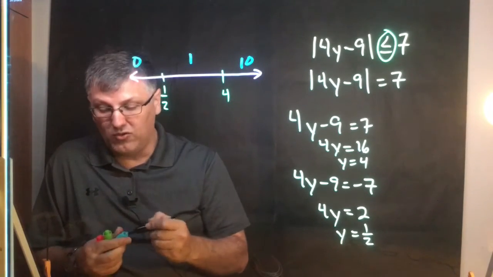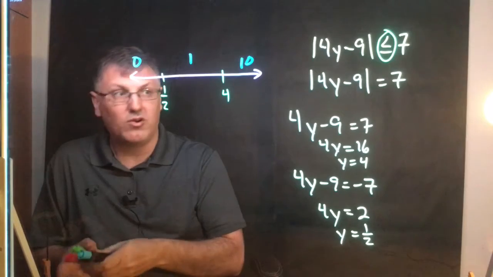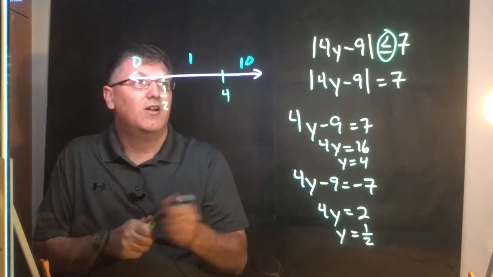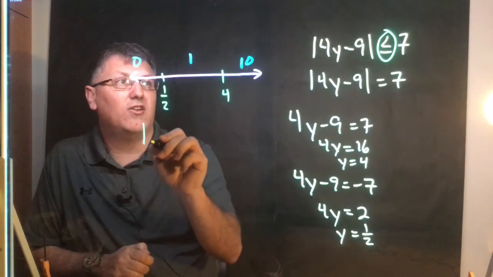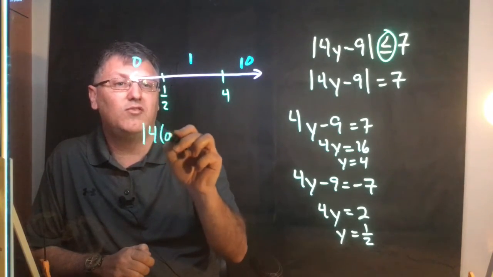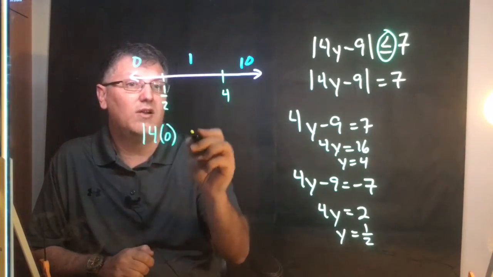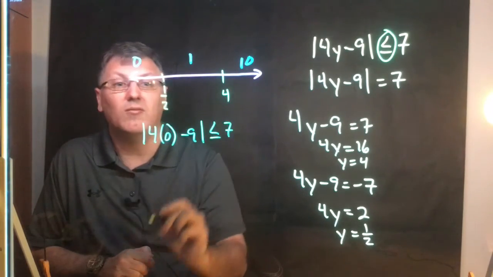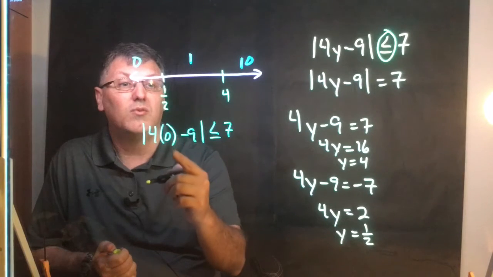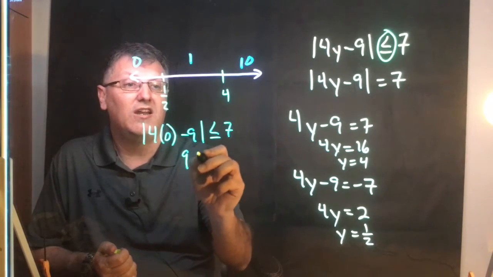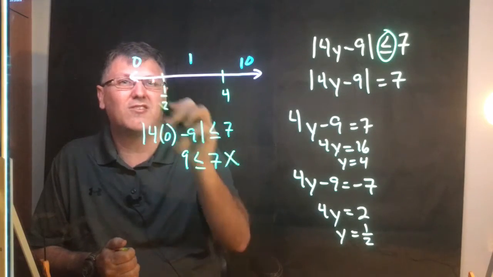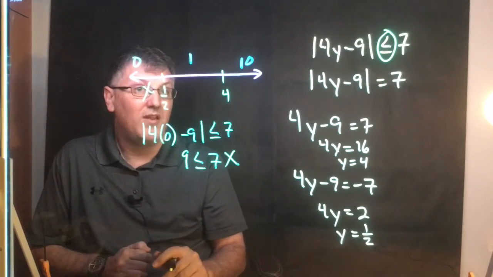And all we're going to do with these numbers is simply plug them back in here. So we're going to have the absolute value of 4 times 0, my first test value here, minus 9, and that's going to have to be less than or equal to 7. Well, 4 times 0 is 0, minus 9, so I'm going to get 9 is less than or equal to 7. Well, that doesn't make sense, so this part doesn't work.